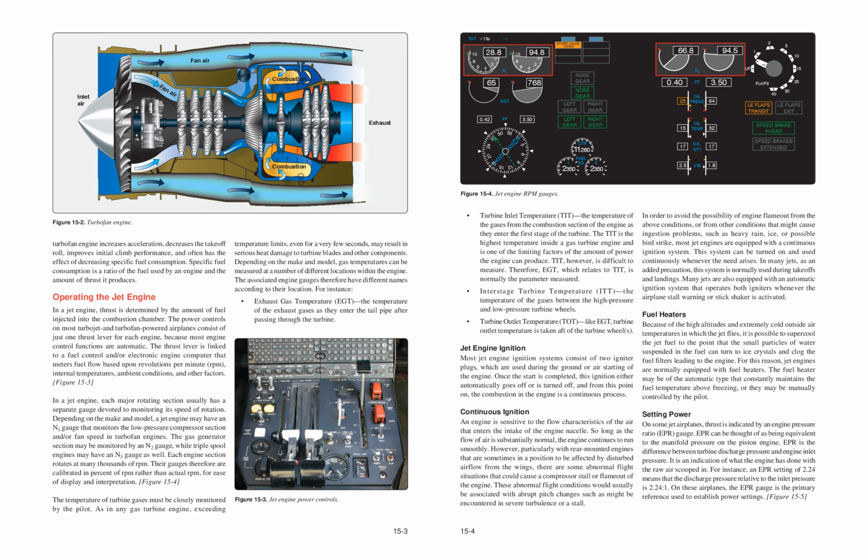Figure 15.3. In a jet engine, each major rotating section usually has a separate gauge devoted to monitoring its speed of rotation. Depending on the make and model, a jet engine may have an N1 gauge that monitors the low-pressure compressor section and/or fan speed in turbofan engines. The gas generator section may be monitored by an N2 gauge, while triple-spool engines may have an N3 gauge as well. Each engine section rotates at many thousands of RPM. Their gauges therefore are calibrated in percent of RPM rather than actual RPM, for ease of display and interpretation.